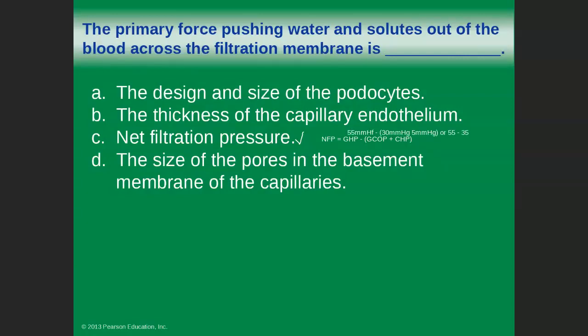In this case, it would be about 20 millimeters of mercury. But most net filtration pressure is about 10. Net filtration on average for most healthy kidneys is around 10 millimeters of mercury. That's an average. You take the sum of the capsular hydrostatic pressure plus the glomerular colloid osmotic pressure, and then subtract that from the glomerular hydrostatic pressure. That's your net filtration pressure.